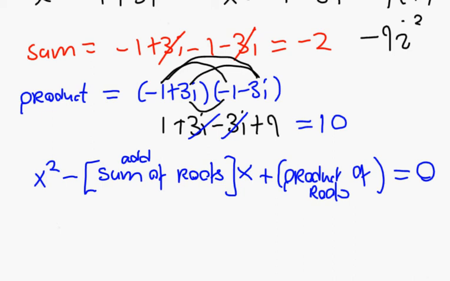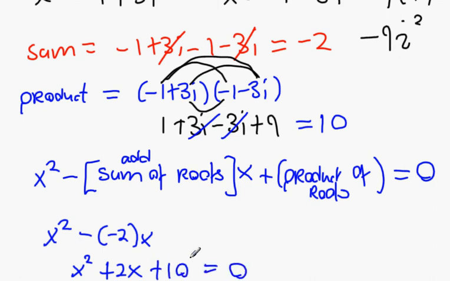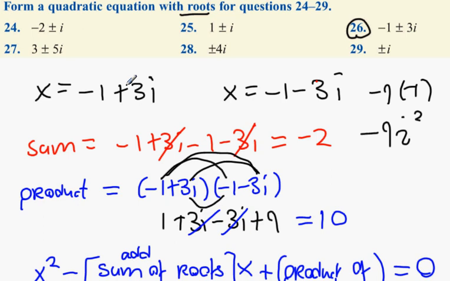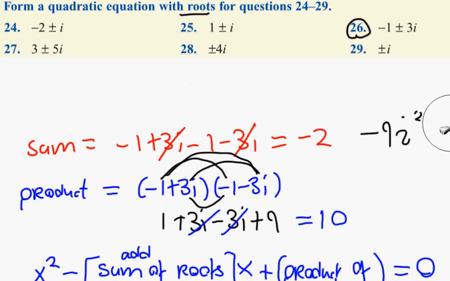What was the answer for the sum? The sum is in red. Minus 2. So it's going to be minus minus 2, and what's minus minus 2? Plus 2x. What's the product? 10. So basically, in a nutshell, guys, if you were to use the minus b formula and try to find the answer for the two of these, you'd end up with these two answers here: minus 1 plus 3i, minus 1 minus 3i.